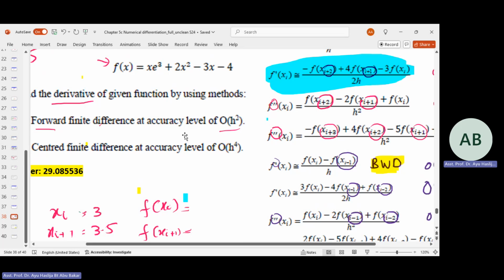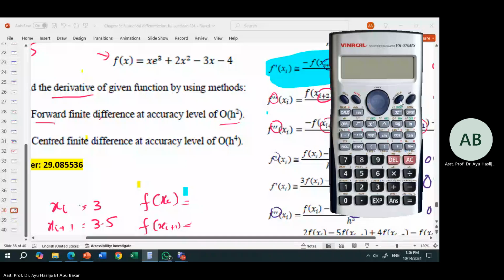Okay, again, the true value is not using this equation. The true value should be using the derivation of this equation. Or straight away, you use your calculator, sub for the d/dx one. Okay, here, function of d/dx.